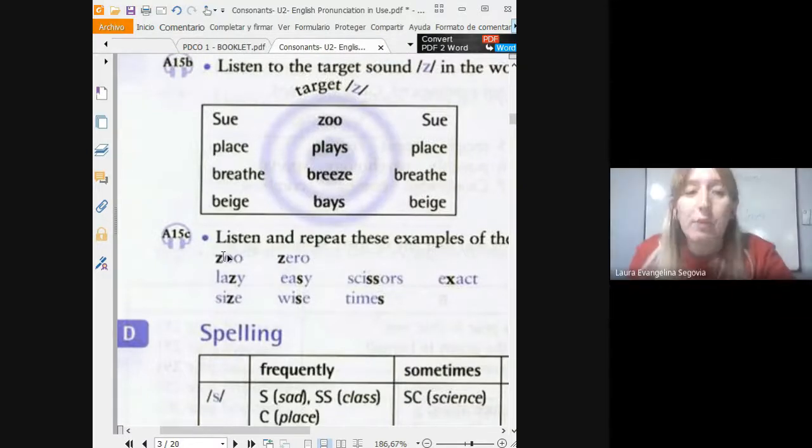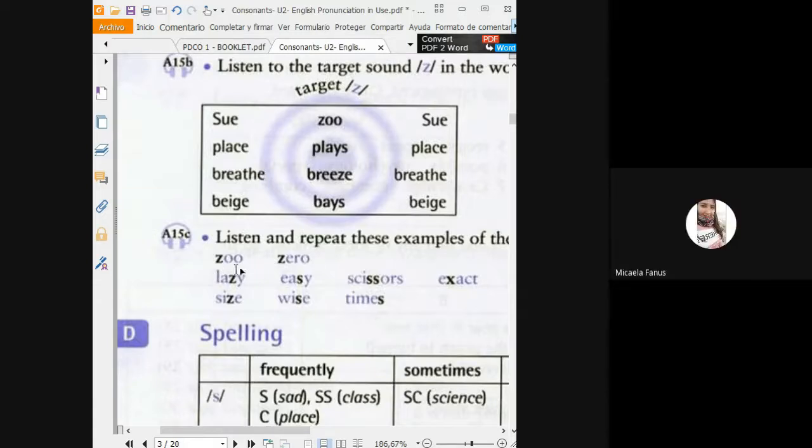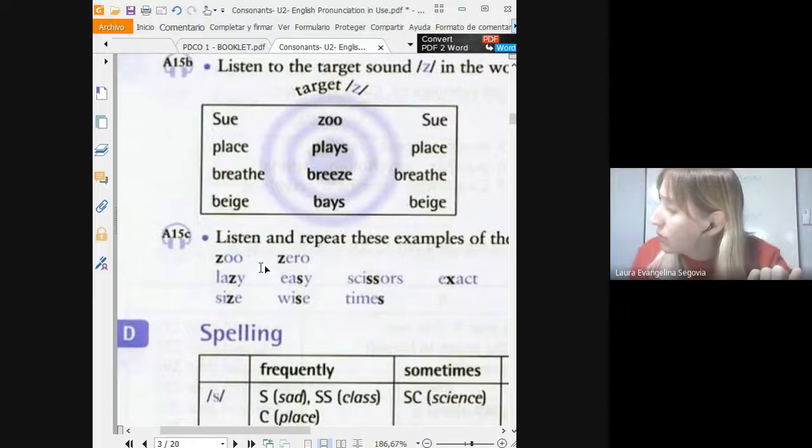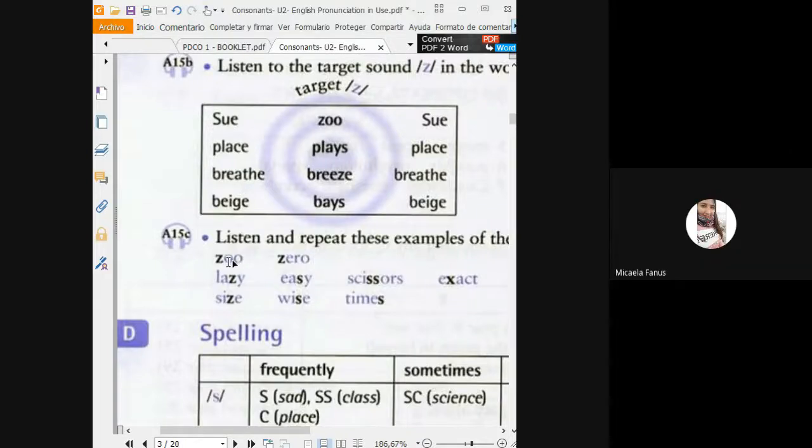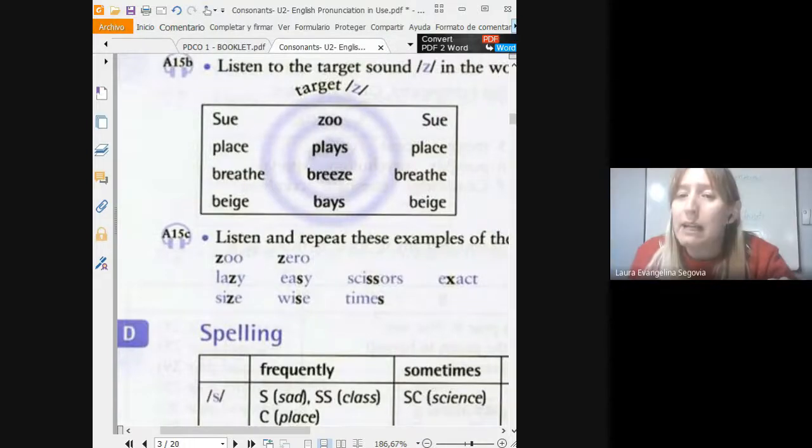Yes. Good. Mika, first word, come on. Zoo. Again? Zoo. Mika, I cannot hear you.